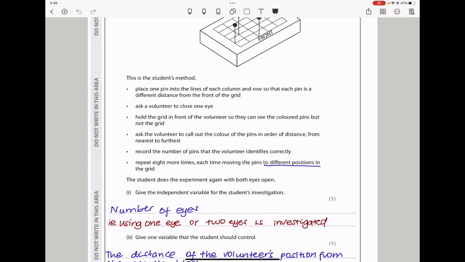The student does the experiment again with both eyes open. Give the independent variable for the student's investigation. Here the independent variable can be the number of eyes. Remember, 1 time using 1 eye and then using 2 eyes.